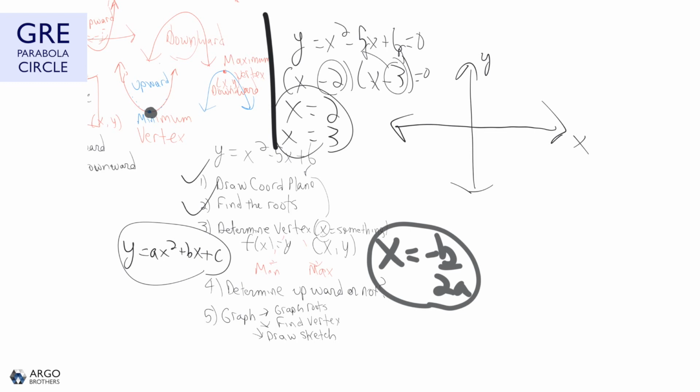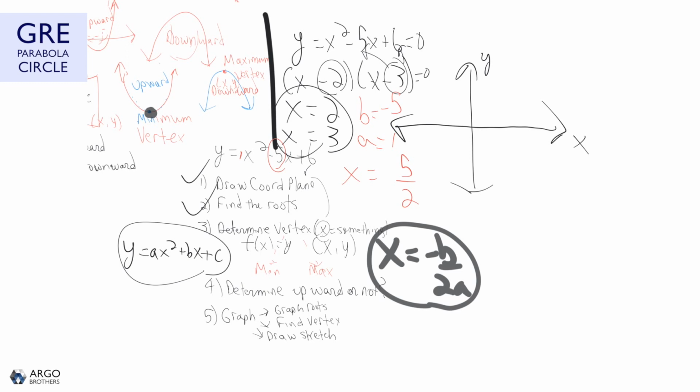So what is b? In this case, b is equal to negative 5, and a is equal to 1. So minus b over 2a, x would equal 5 over 2 times a, which is 2. So the x-coordinate of the vertex is 5 over 2. But we actually want a point. So if the x-coordinate is 5 over 2, how do we find the y-coordinate?